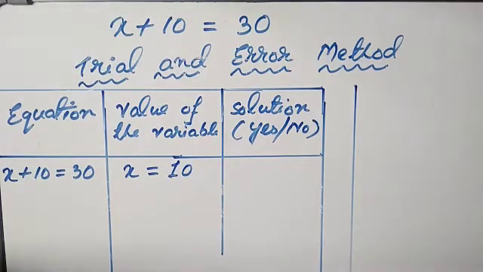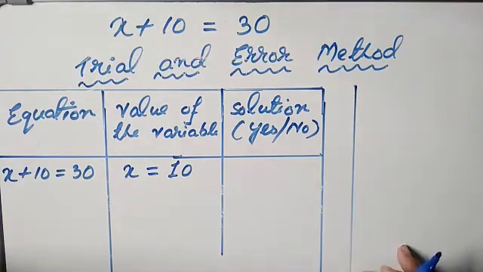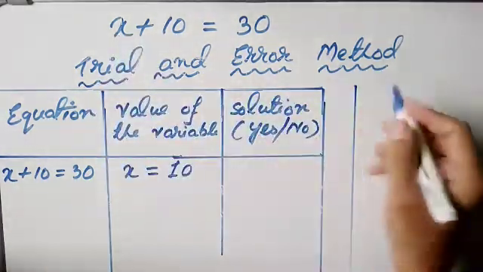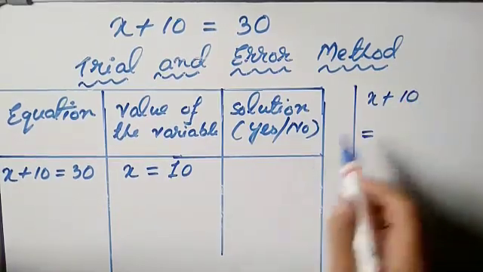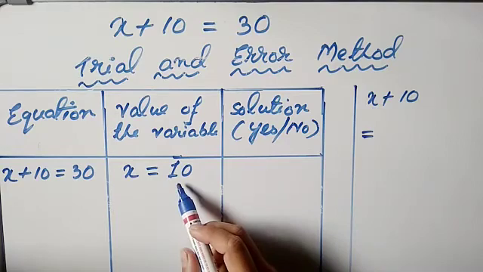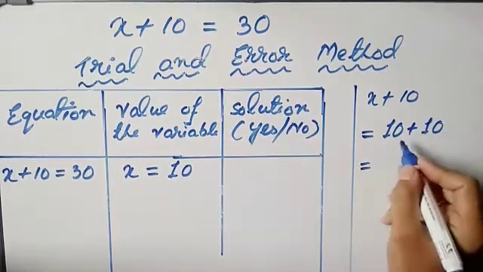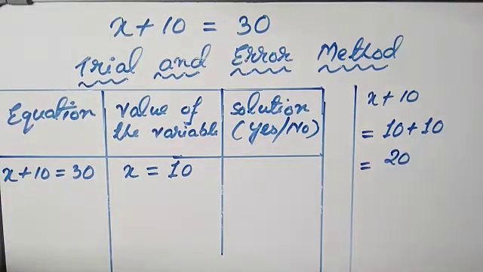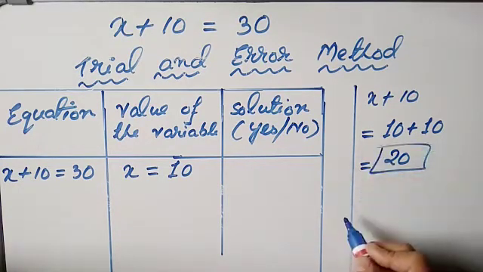The value of the variable x, let's start with 10. Before we write whether it is a solution or not, we have to solve it in the working column. The value on the left hand side is x plus 10, and we take the value of the variable x to be 10. So 10 plus 10. What is the sum of 10 and 10? 10 plus 10 is 20. So the value on the left hand side we get to be 20.